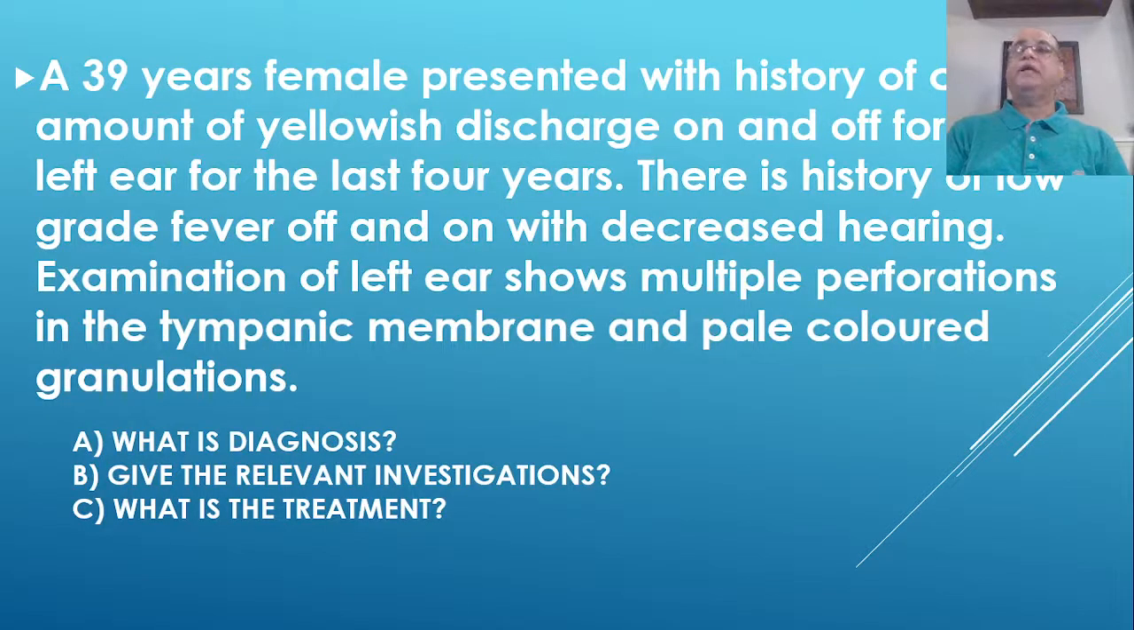So now coming back to that scenario with which I started the discussion, that the 39 years female presented with a history of copious amount of yellowish discharge from last 4 years. There is history of low grade fever off and on with decreased hearing. So adult patient presenting with ear discharge, which is yellowish in color, and hearing loss with low grade on and off fever, and on examination there are multiple perforations in the tympanic membrane and pale colored granulations in the external auditory canal. So this is a typical presentation.